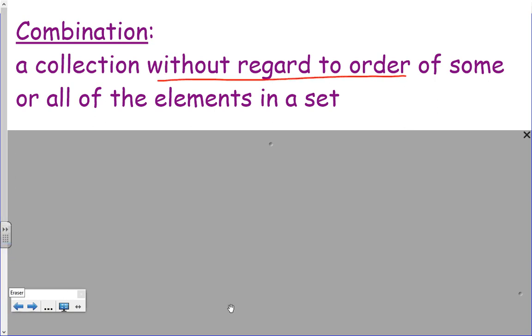Without regard to order. So another way of describing that is that order does not matter here when we're talking about a combination. Order does matter when you're working with a permutation. So a collection without regard to order of some or all of the elements in a set. All right, you might not be grabbing all the elements from the set. It might be just a subset of it. We saw that same thing with permutation, so that's not the difference between the two. And the example that we started off with in the previous section, we were arranging 3 books out of a group of 7, so we weren't arranging all the books. So it's okay that it's not all of the elements in the set. That's not the difference between the two.